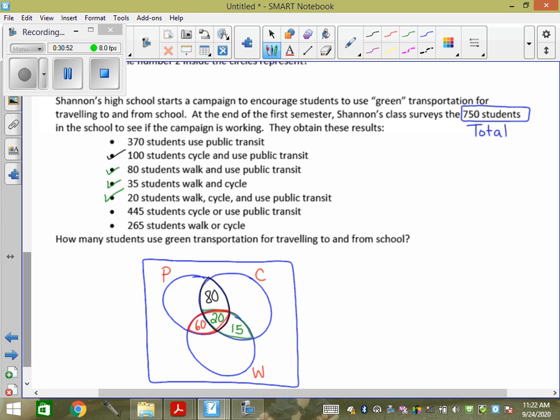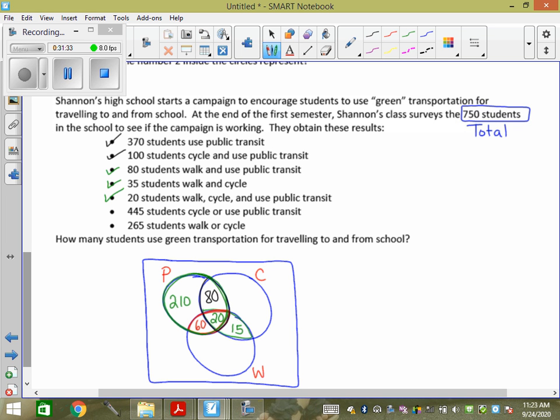Then I start at all three. I go to eyeballs, the ands. Then I go to singles, the single circles. So anything that's single, if they just gave me walking, or if they just gave me cycling, or if they just gave me public transit, that's where I go next. So they give me 370 use public transit. So here, I need to have 370 in the public transit circle. Yeah, it's 210 because I already have 160. So I have 210 right here, and what does that represent? What is that 210? Public transit only. So I did all my singles.